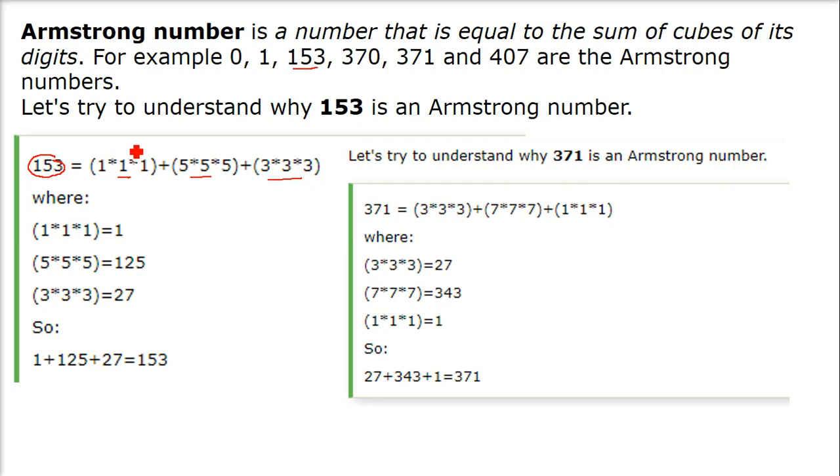Say 111. If I cube it, it will be 1 cube plus 1 cube plus 1 cube, so 1 plus 1 plus 1, that is 3. So 111 is not equal to 3, and they are not equal. 111 is not an Armstrong number. Similarly, 371: cube 3, cube 7, cube 1, and when you add this, it is equal to 371, the original number. That is why 371 is an Armstrong number.